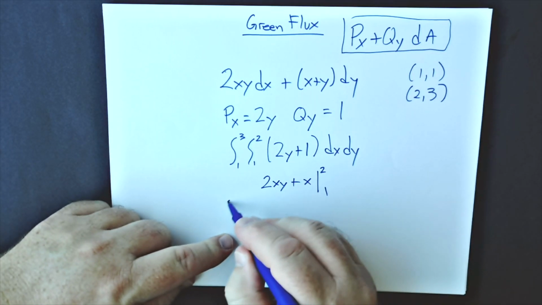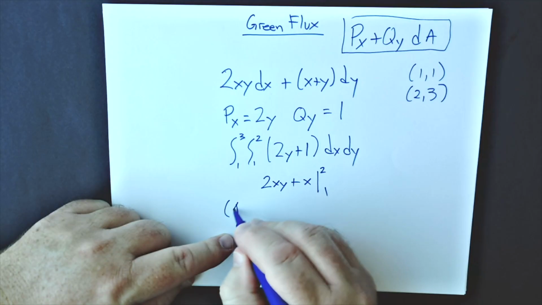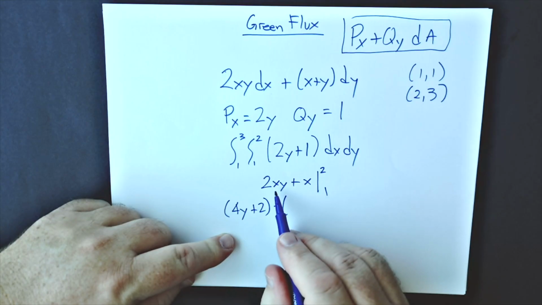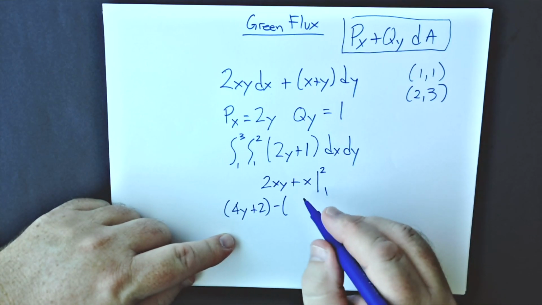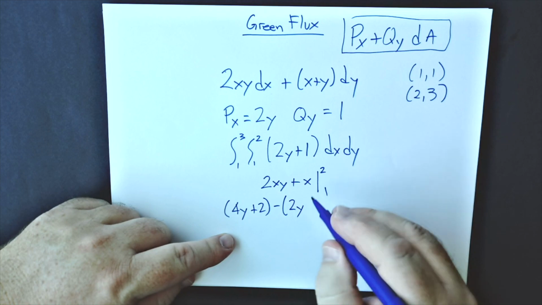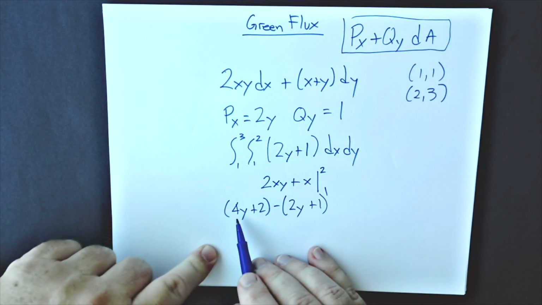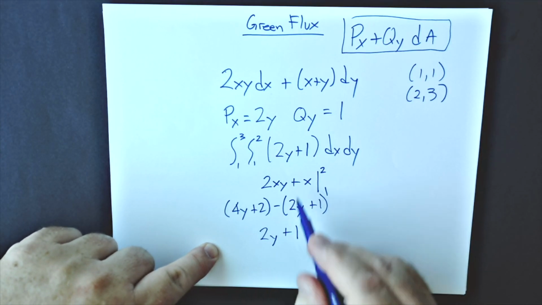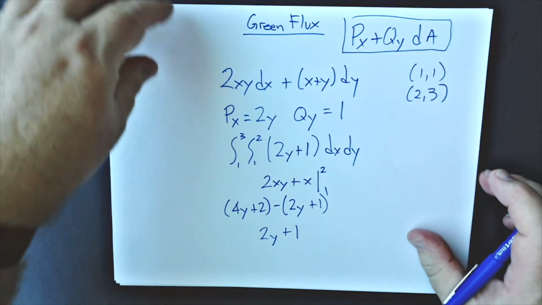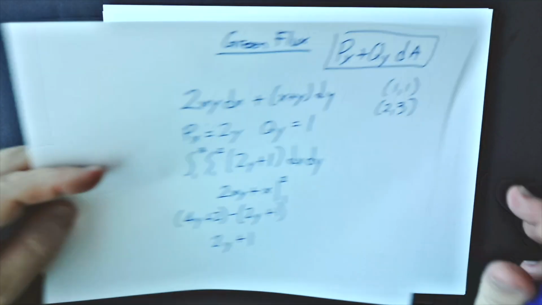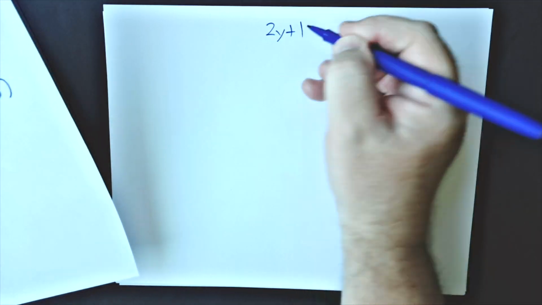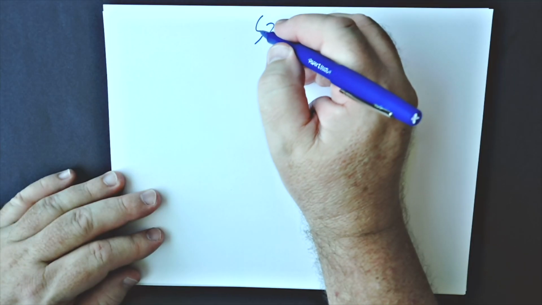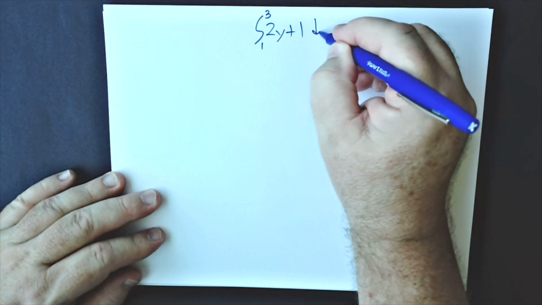Let's see, we plug in the 2 first, so that's going to be 4y plus 2 minus, plug in the 1. We're plugging these in for x, by the way, just to make sure that's clear. So we put this together, I get 4y minus 2y is 2y, and 2 minus 1 is 1. Oh, look at that, it's the same. Now, we're going to take that, our 2y plus 1, and integrate that from 1 to 3, dy.